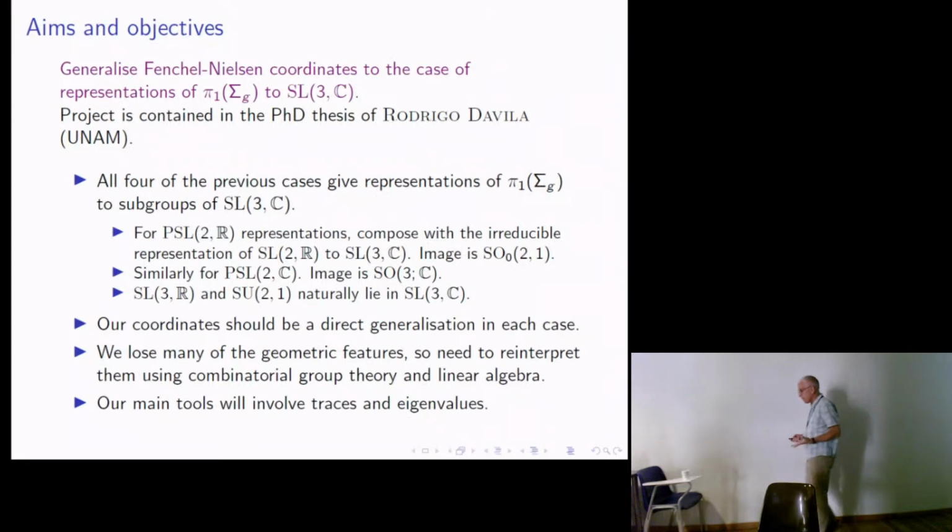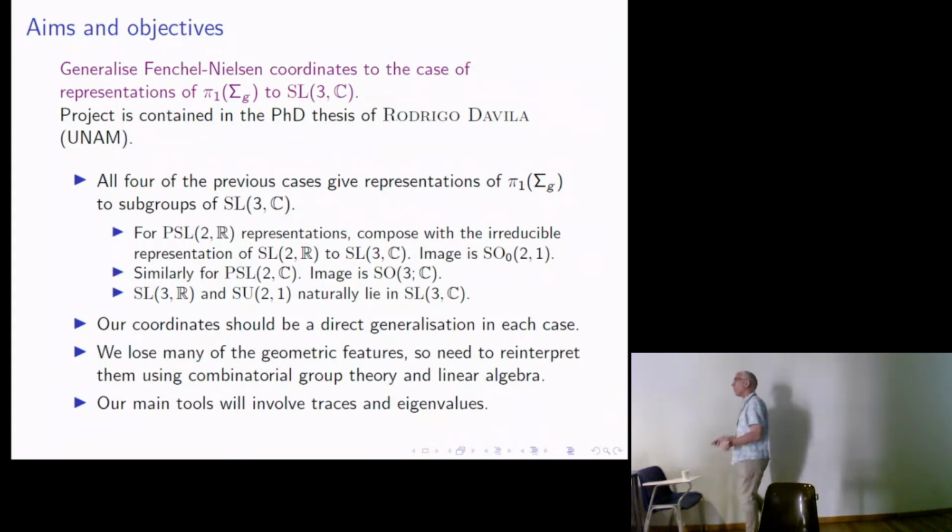Now to do this, sadly this is a geometry conference, we're going to lose a lot of the geometric features because SL3C naturally acts on CP2 as a sort of generalization of the Riemann sphere point of view for Kleinian groups, but we lose the bit that would be the hyperbolic geometry side of it. So we're going to reinterpret everything in terms of linear algebra, so traces and eigenvalues are going to be the main things we're going to use, plus a little bit of combinatorial group theory as to how to build these surface groups.